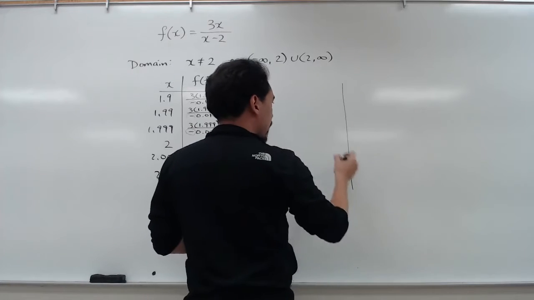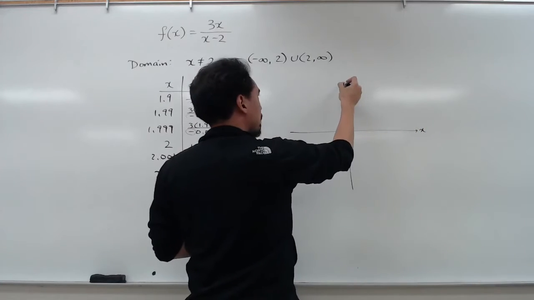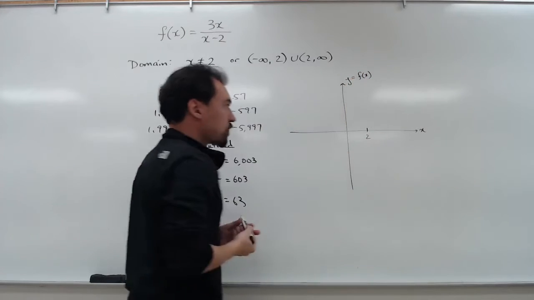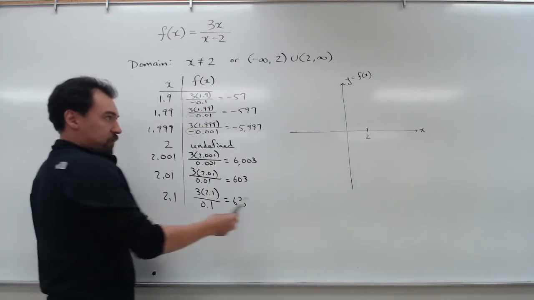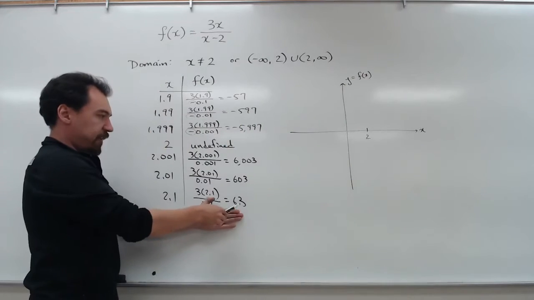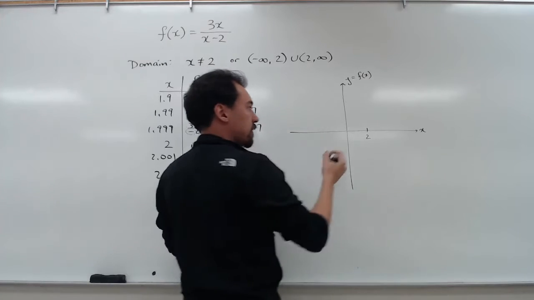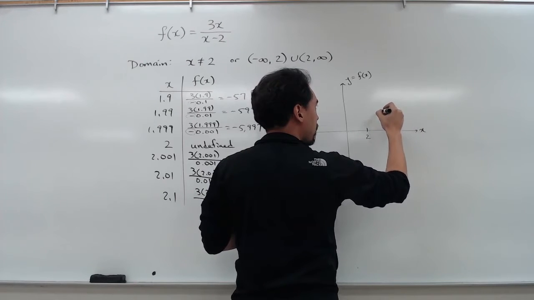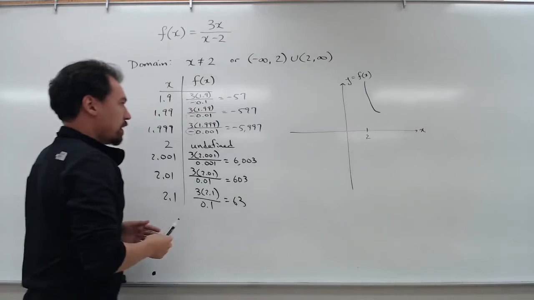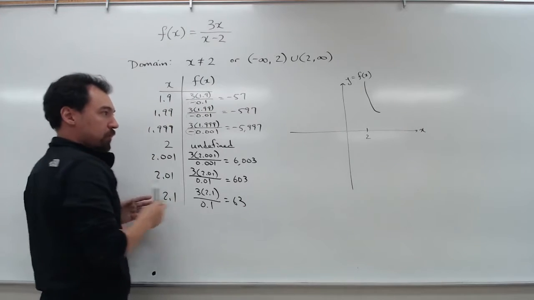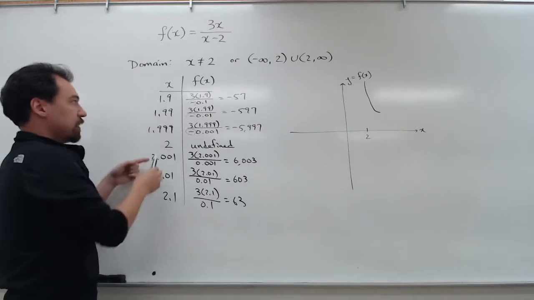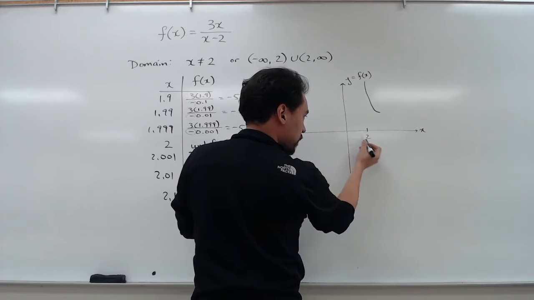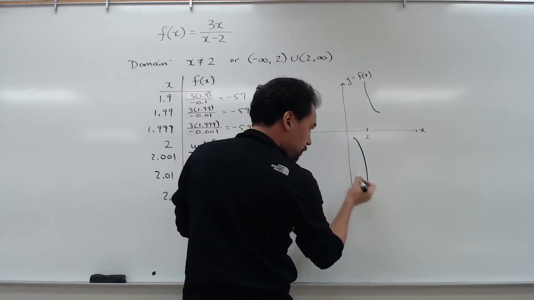So let's take a look at what this does in the context of a graph. If x gets close to 2 and I stay bigger than 2, so I'm approaching from the right side, my f of x values become bigger and bigger positive. As I come from the right, my y values go up and up and up. Then if I come from numbers below 2, approaching from the left side, as x gets closer to 2, my y values get more and more negative.